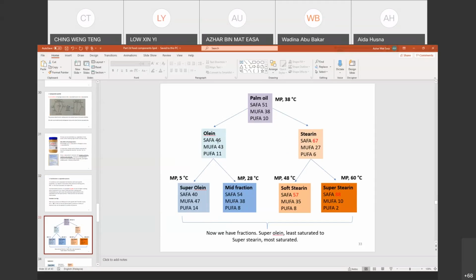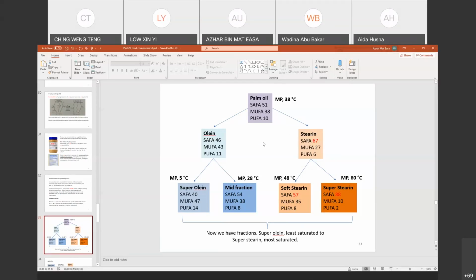Olein means 46% SAFA, 43% MUFA, 11% PUFA. Stearine means 67% SAFA. Ooh, very high SAFA. It goes up from 51 SAFA to 67 SAFA, and you reduce MUFA and you reduce PUFA. So you can imagine in terms of solidity, in terms of melting point, it is changing.